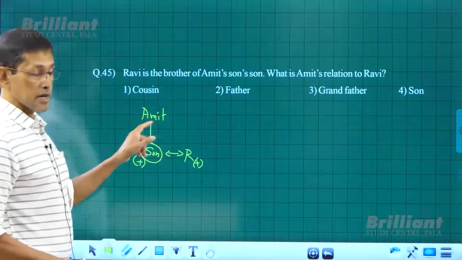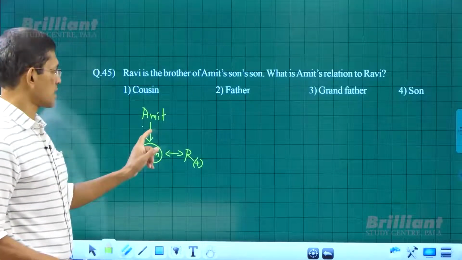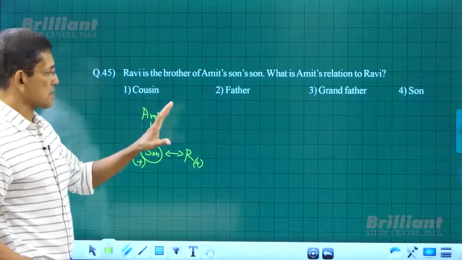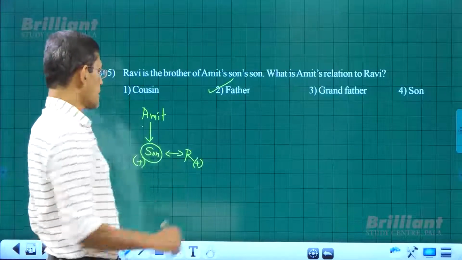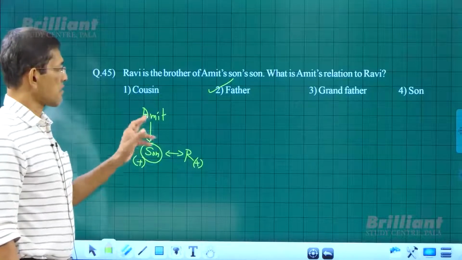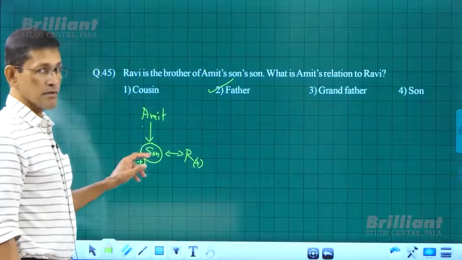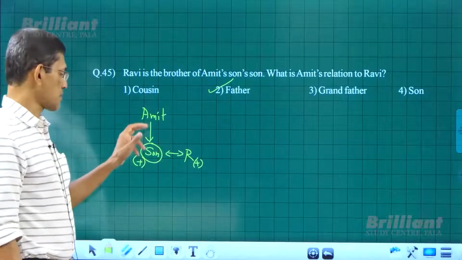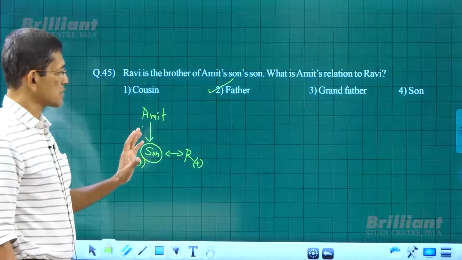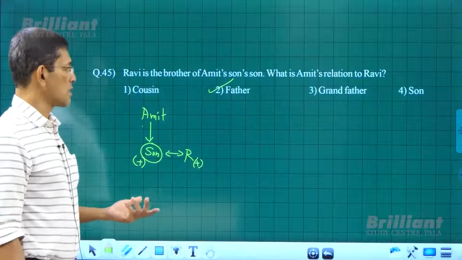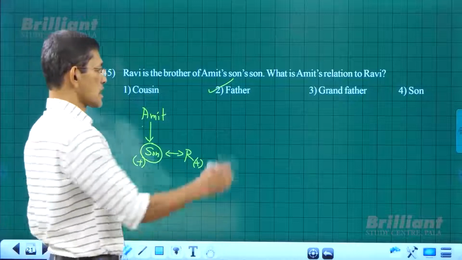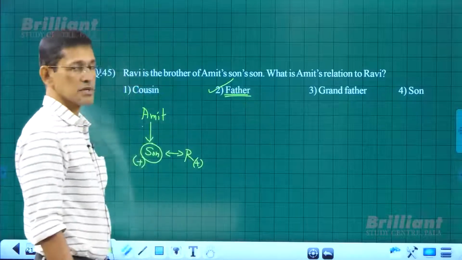Well, Amit is the parent of Ravi, correct? Parent of Ravi. So we have the answer choices: cousin, father, grandfather, and son. So the answer must be father. But we are not sure about the gender of Amit. It says that Ravi is the brother of Amit's son. But since from the answer choices we don't have any other option, like mother is not given, data inadequate is not given, those possibilities are not given, the answer must be father. Among the answer choices, the best answer is father.